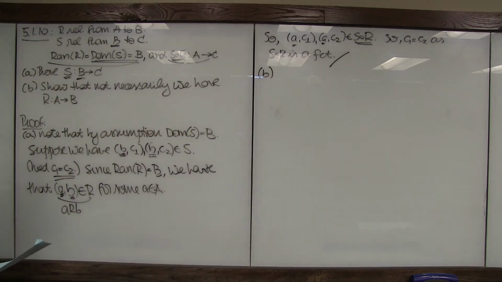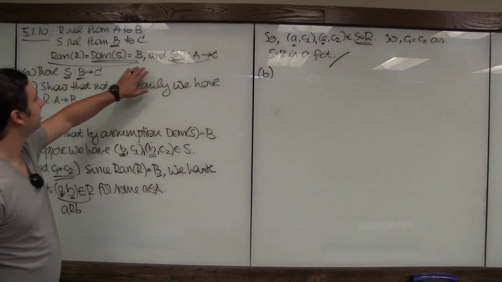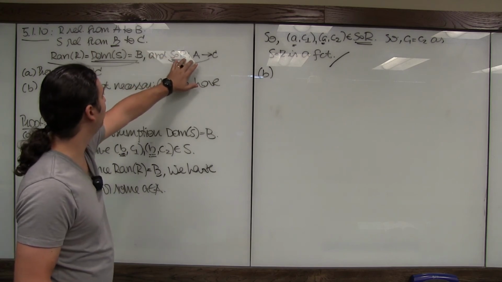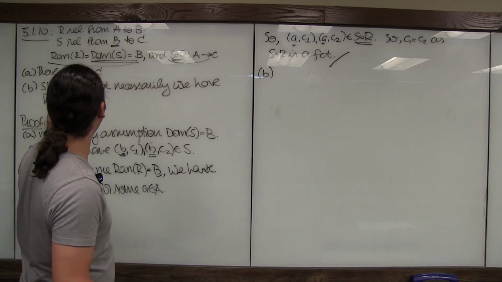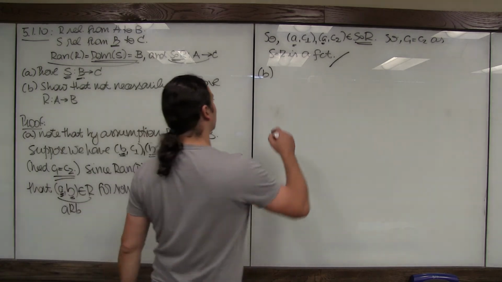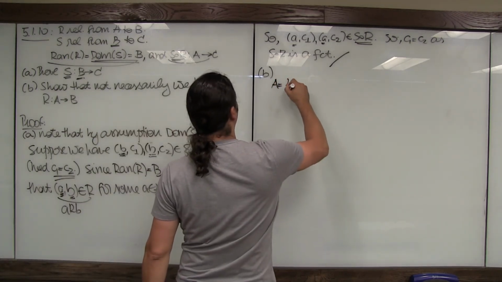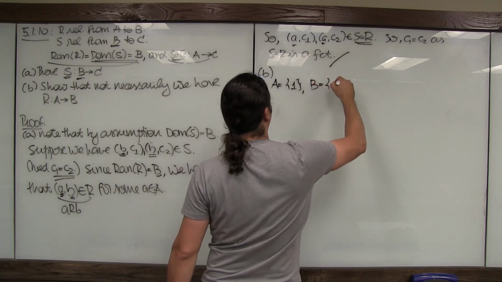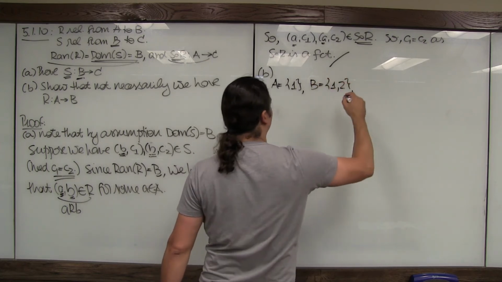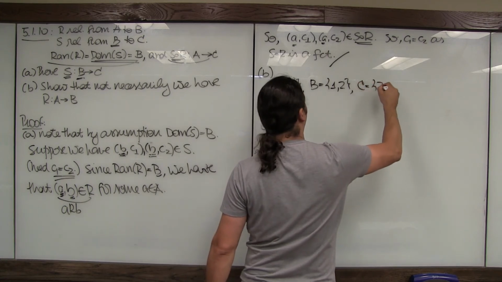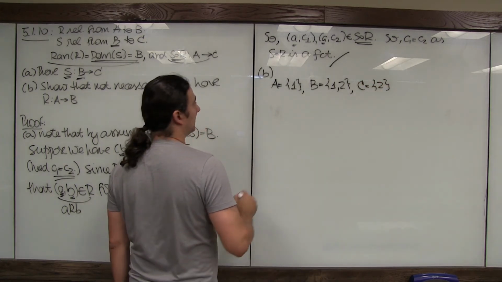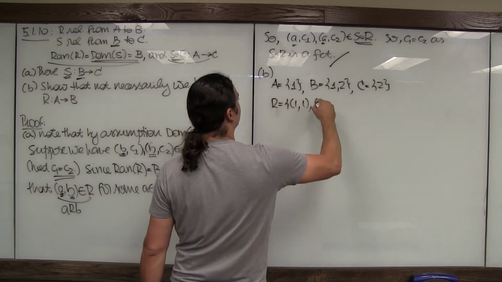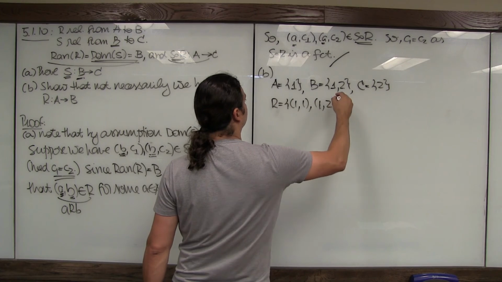All right, so now let's do B. Here we have to come up with an example where we have all these premises but it is not a function. So here's an example. Let's take A to be the set that has only 1. Let's take B to be the set that has 1 and 2. And let's take C to be the set that has only 2. My relation R is going to be (1, 1), (1, 2).